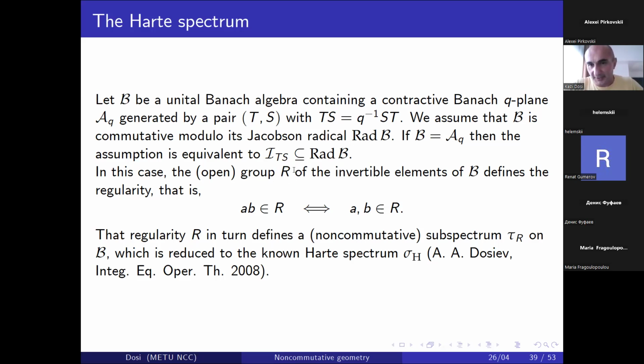the open group of invertible elements is a regularity. So look, this is the definition of regularity: AB is invertible if and only if A and B are invertible. Well, if the algebra is commutative modulo the Jacobson radical, the regularity defines a subspectrum. There is a general definition of joint subspectrum. I skipped all this stuff, so more or less, for example, the Harte spectrum, the joint spectrum of the family. All this you can see in my older work that I've forgotten completely. I published this sort of paper in 2008. You can see there that if B is an algebra commutative modulo its Jacobson radical, then you can construct the subspectra. They are in one-to-one correspondence with the regularities.